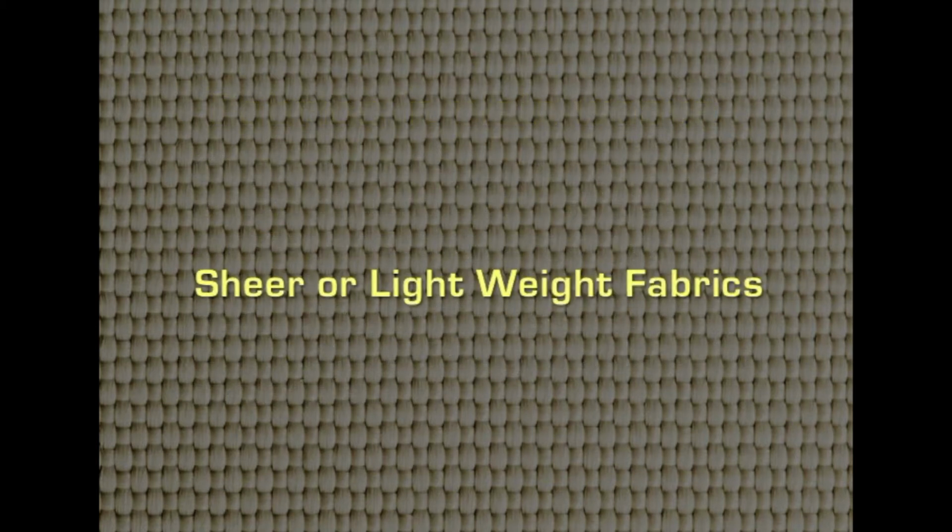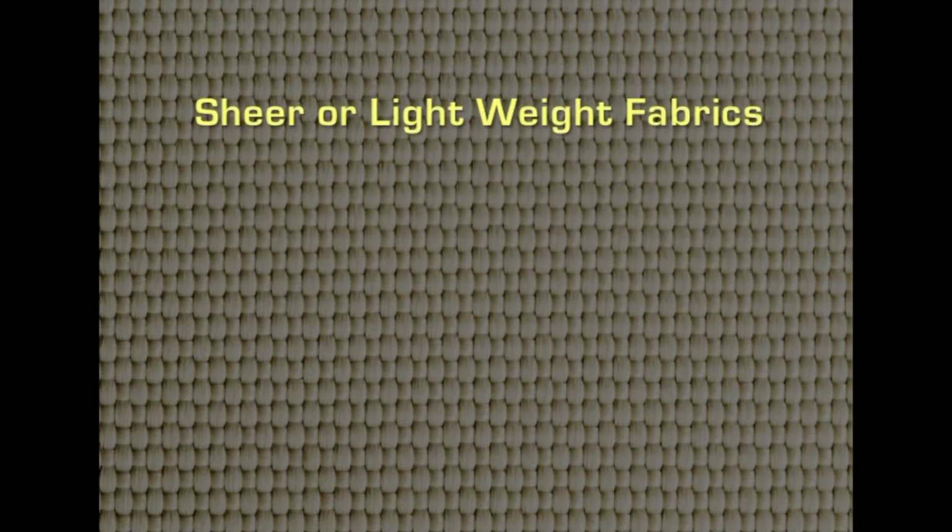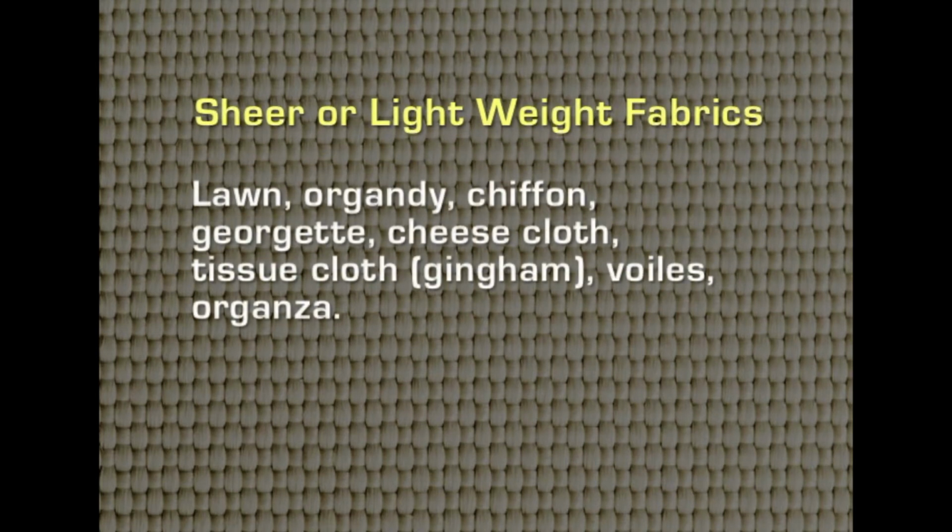Then coming to the sheer or lightweight fabrics, we have lawn, organdy, chiffon, georgette, cheesecloth, and tissue cloth. It's gingham, voiles, and organza. These all come under the sheer materials.